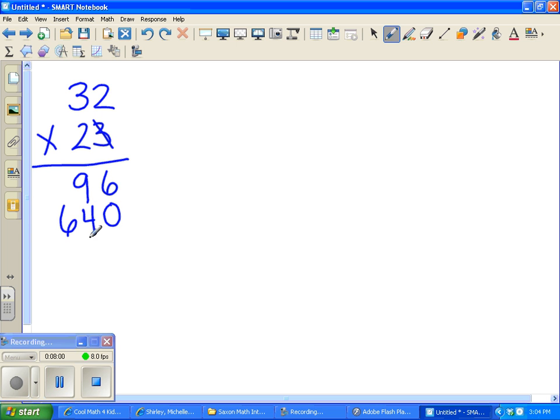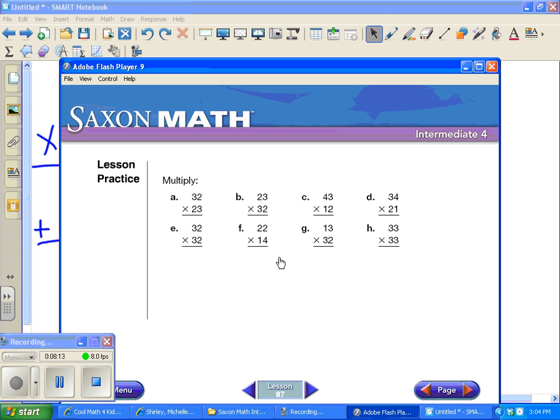Then what do I do to these 2 rows? I add them up. 6 plus 0 is 6. 9 plus 4 is 13. And 6 and 1 is 7. So final answer, 736.